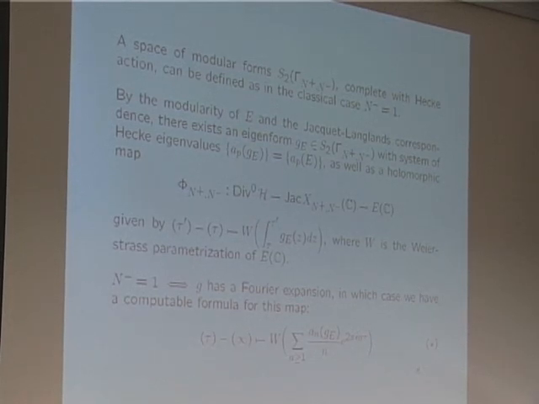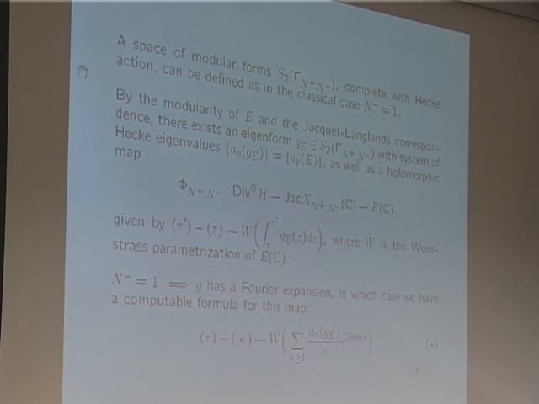And not only that, we also have a holomorphic modular parametrization, phi n plus n minus, parametrizing E of C by the Jacobian of the set of complex points of the Shimura curve. And actually, the way I write it here is mapping the degree 0 divisors on the upper half plane to E of C. This factors through the Jacobian, and it's given by, again, integration against the modular form and then applying the Weierstrass parametrization.